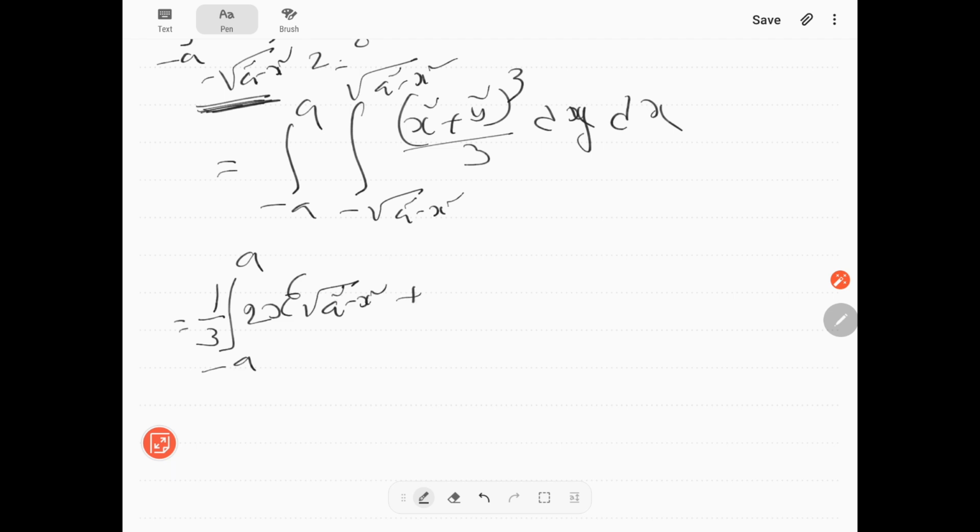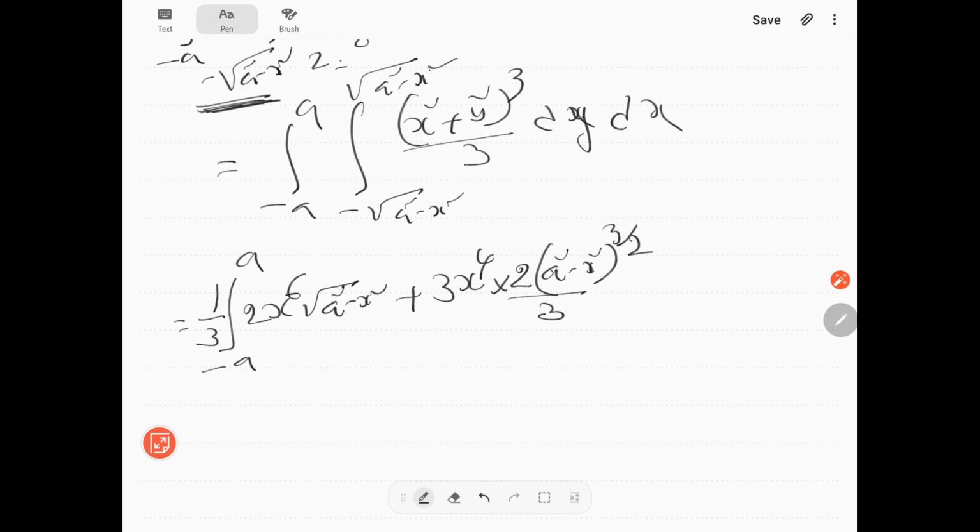Next term is plus 3a square b. 3a square is 3x power 4, b is y square. Y square integral is y cube by 3. Because it is minus a to a, I can take it as twice the integral from 0 to a of y square, so y cube by 3 gives a square minus x square whole power 3 by 2 by 3.